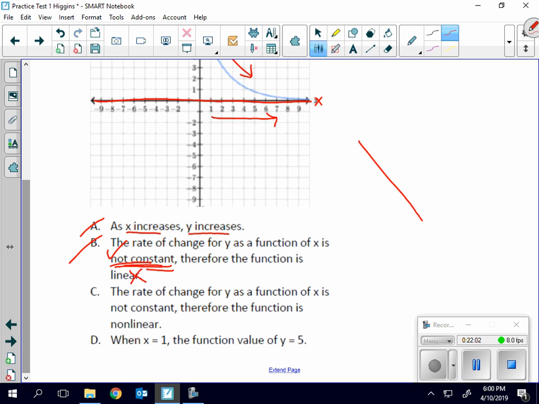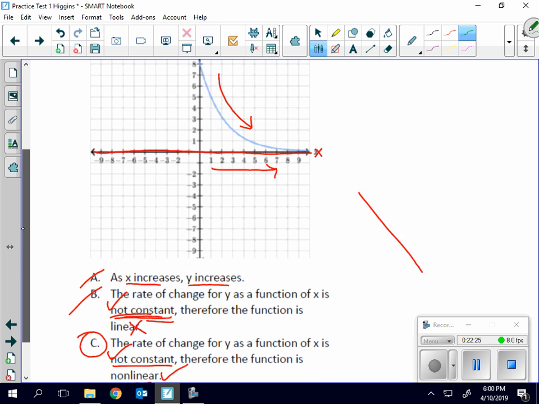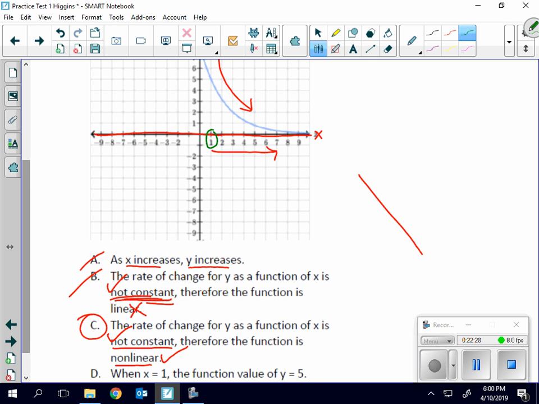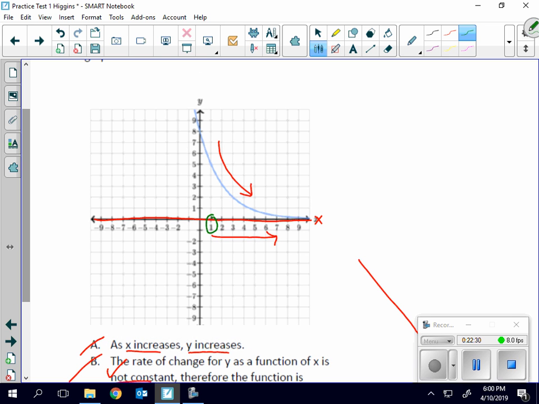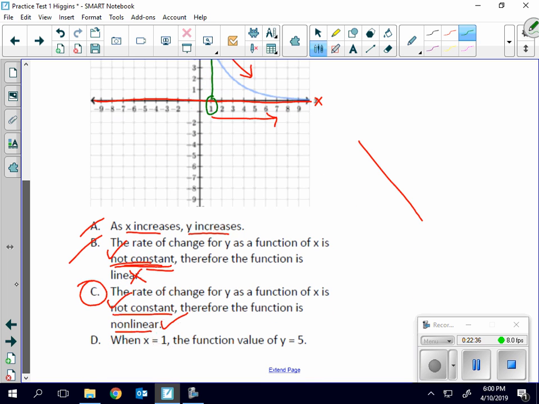C starts off the same way. The rate of change for y as a function of x is not constant. That's true. Therefore, the function is nonlinear. Yes, that's true. All right. And this is multiple select, so let's check the last one. When x is 1, the function value of y is 5. So let's see. When x is 1, here's x is 1. We're going to follow it up to the line. Here it is, and read that y value. The y is 5. That is also true.